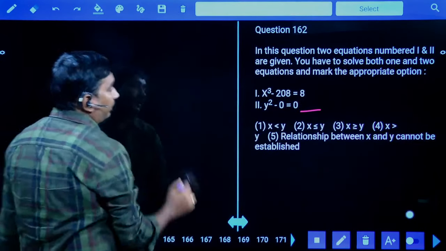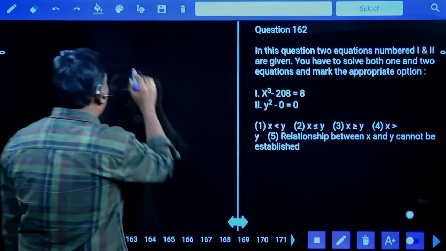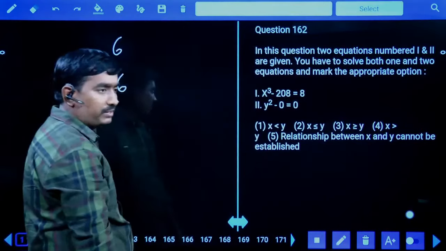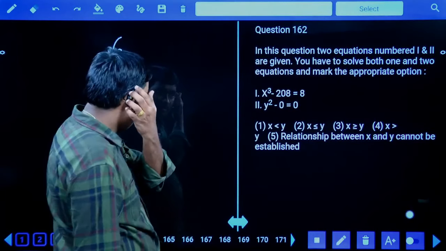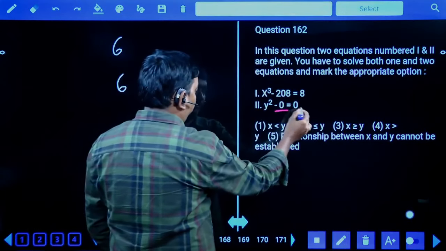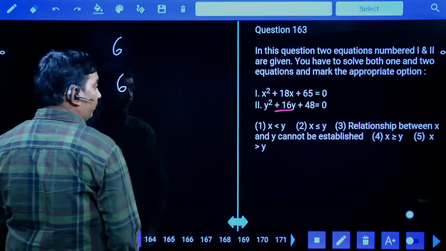Next. X cube is equal to 216, so x equals 6. Why? Because 6 cube is 216. Y square minus, here somehow the value is missing. Moving on to the next question.